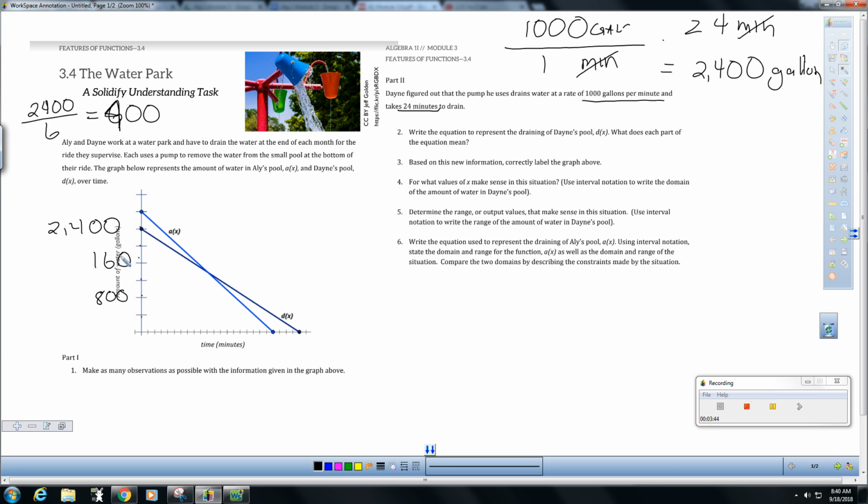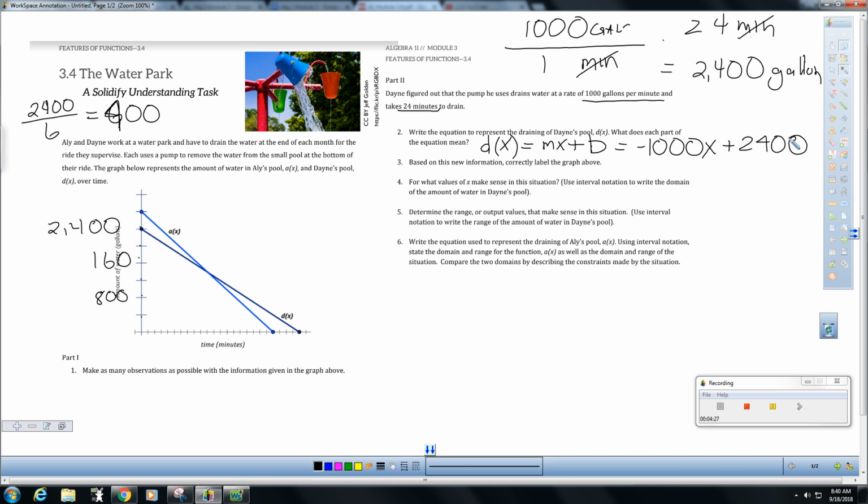So what is our equation, d of x? Well, let's write it in mx plus b form. What's m? It's the slope. What's the slope in Dane's problem? Well, it's negative 1,000. So negative 1,000x. What's the y-intercept? It's where we begin, so plus 24,000. Okay, based on this new information, correctly label the graph.